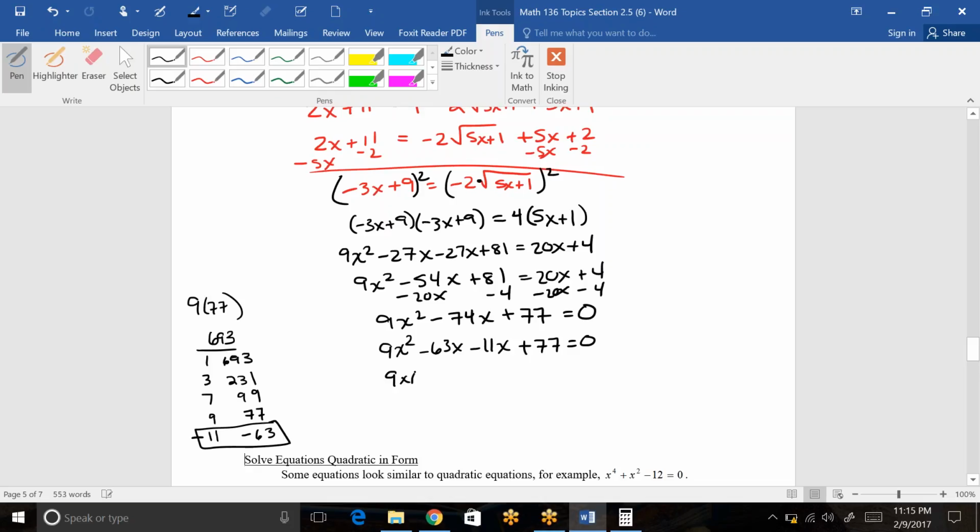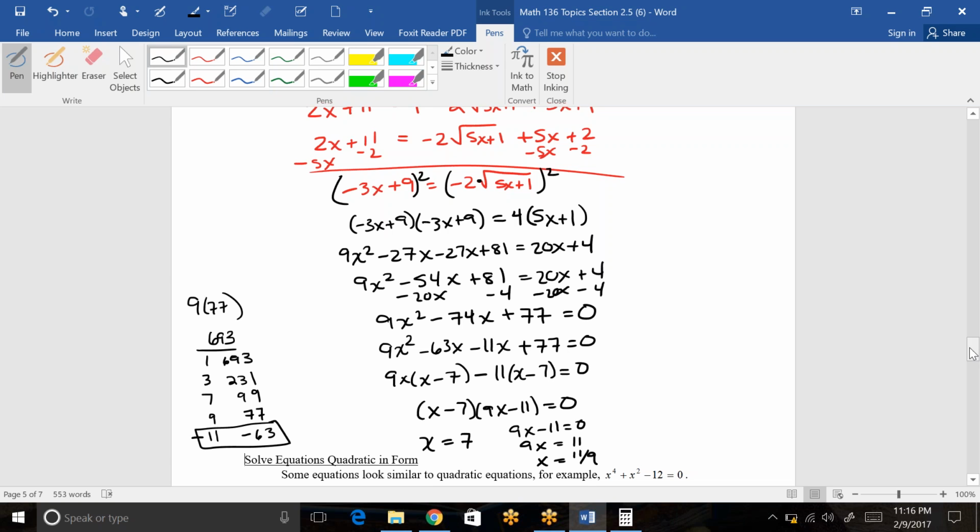Pull out a 9x in the first pair, and you get an x minus 7 left over. Remember to pull out the sign of the leading group next. Negative 11 also leaves me with an x minus 7. So I get an x minus 7 and a 9x minus 11. If I solve those, I get a possibility of positive 7, and then I need to solve this one by adding 11 and dividing by 9. So 11 ninths is another possibility.